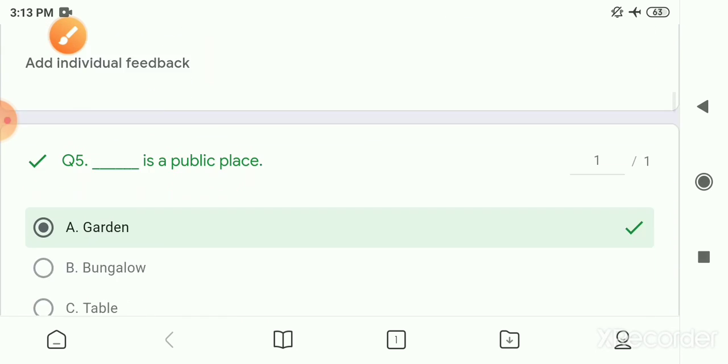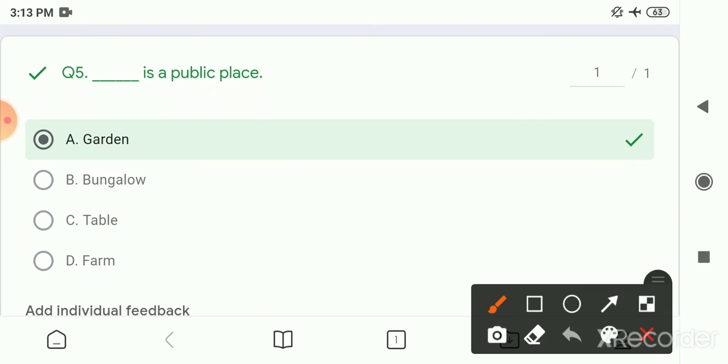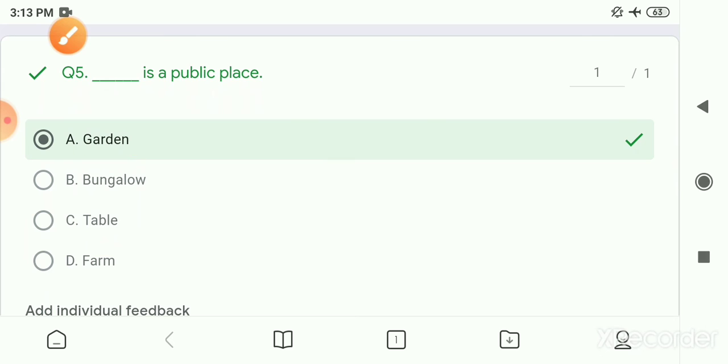The next, fifth number, blank is a public place. The options are garden, bungalow, table or farm. So here your answer is option A, that is garden. Garden is a public property and anyone can use that property. So here your answer is option A.